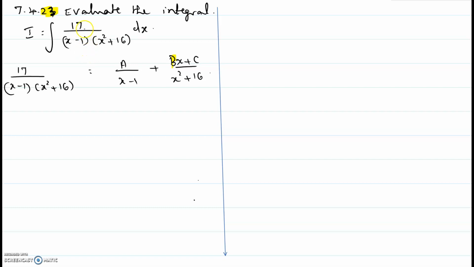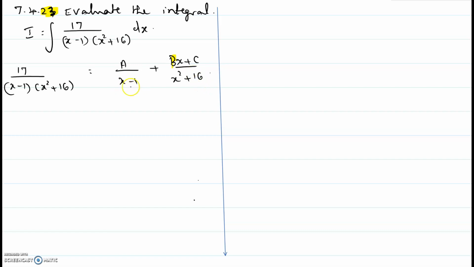Look at the integrand, which is a rational function where the denominator consists of a linear factor and a quadratic factor. This quadratic factor cannot be factored into a product of two linear factors, so it is an irreducible quadratic factor. So in this case, we are going to write the integrand 17 over (x minus 1) times (x squared plus 16) as A over x minus 1 plus Bx plus C over x squared plus 16.